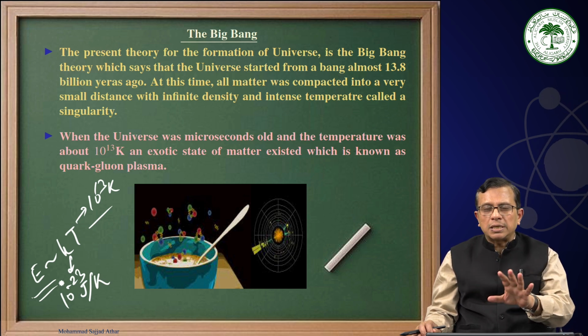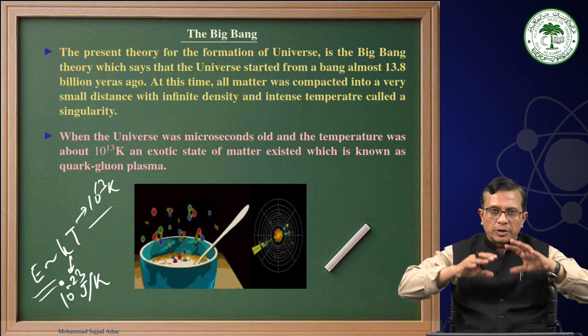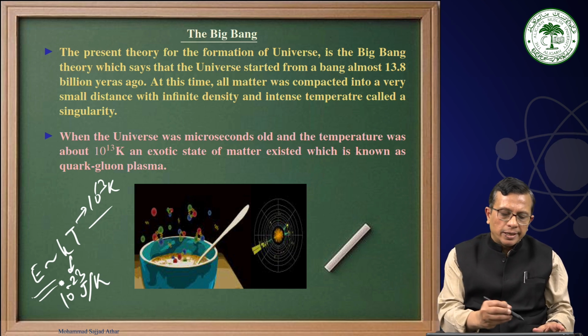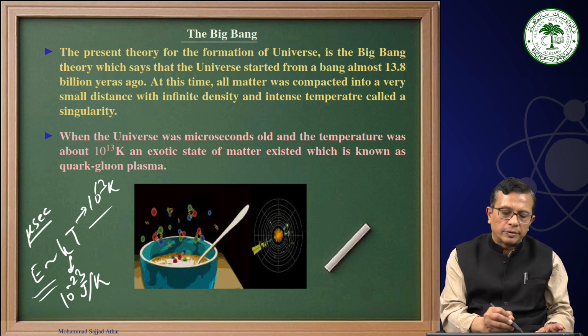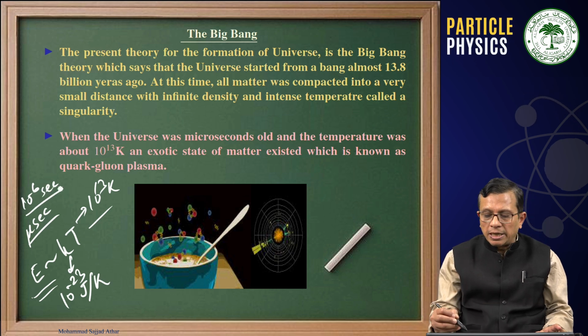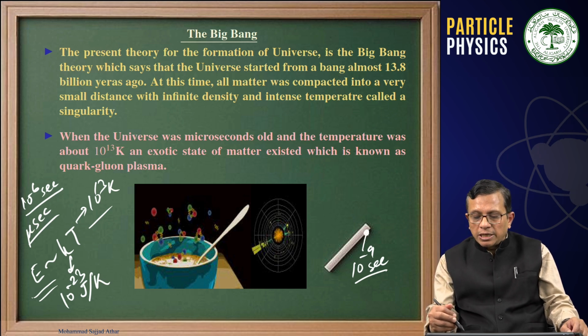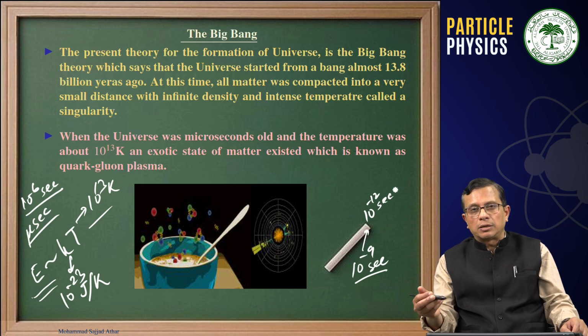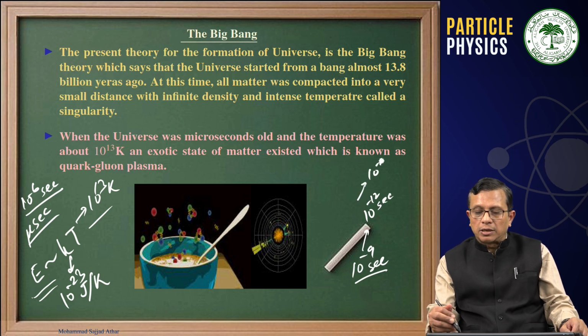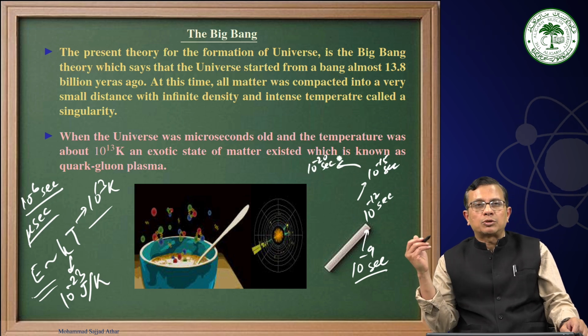And if you go further, this is a microsecond old universe. That means a 10 power minus 6 second old universe. Similarly, you can have a 10 power minus 9 second old universe, and gradually you can go further to a picosecond old universe, a femtosecond old universe, and finally to a universe which was 10 power minus 20 seconds old.